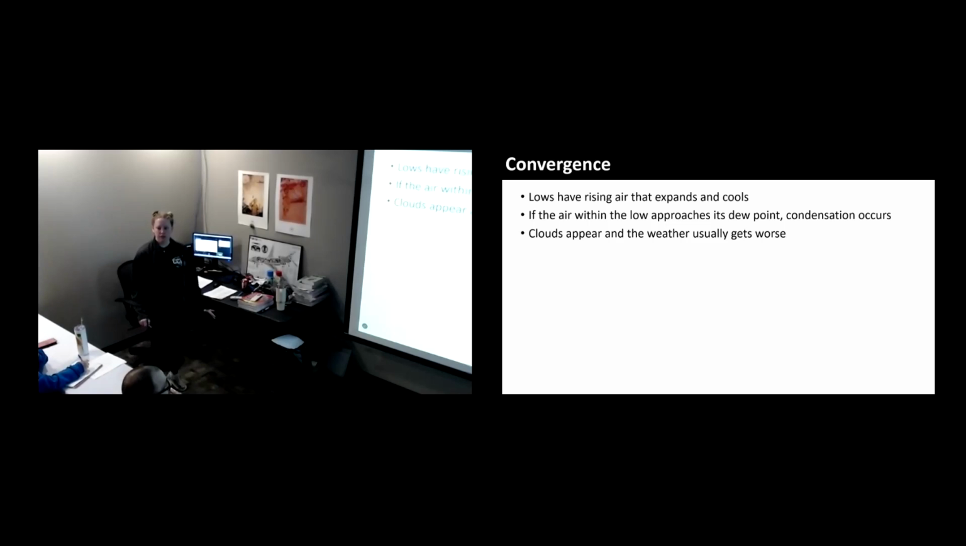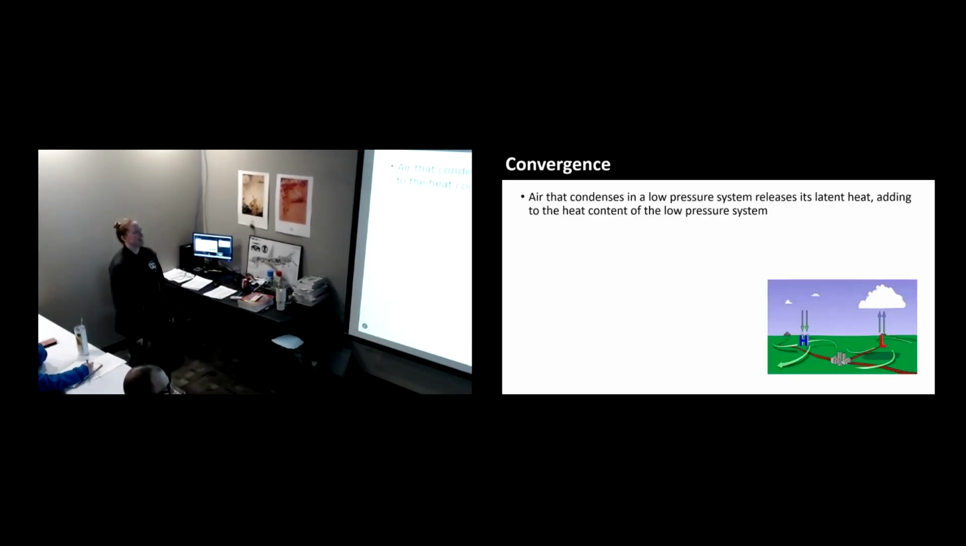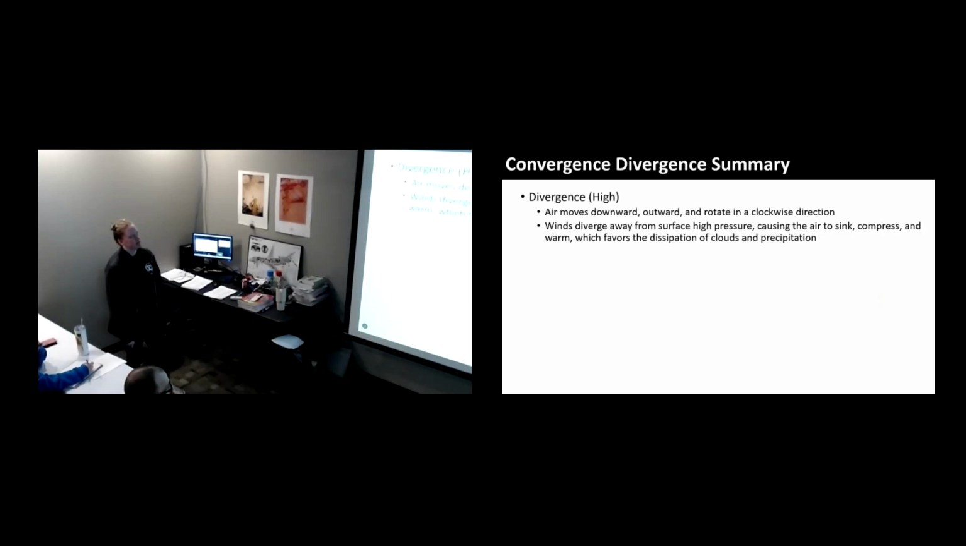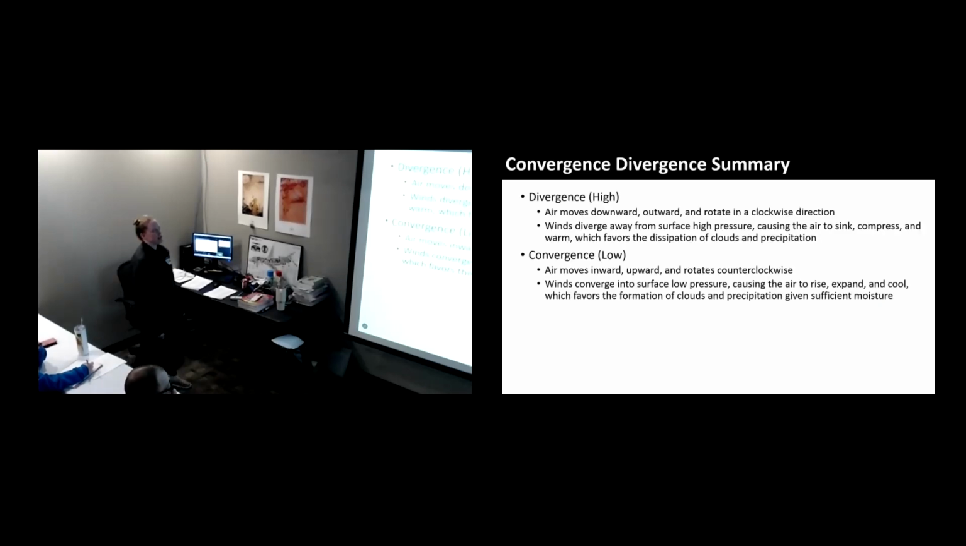High pressure systems are cold, sinking air. Low pressure systems are warm, rising. See, it's not second nature for me. Divergence is high. You will not have to know the word divergence and convergence. I don't think that's on the written test at all. You just need to know the difference between highs and lows.